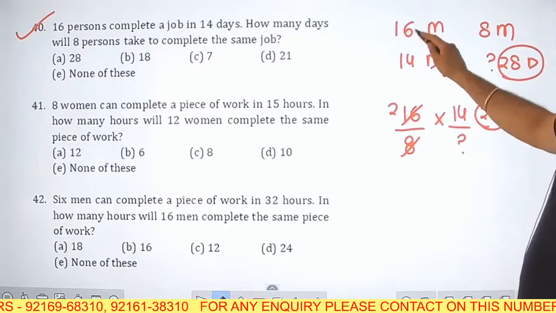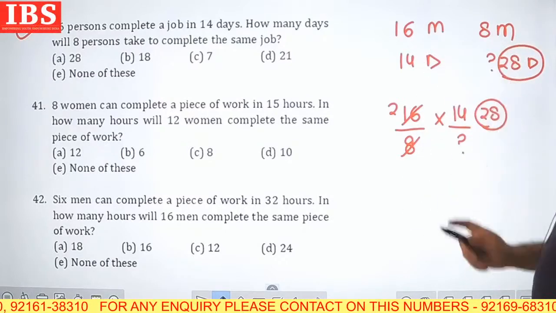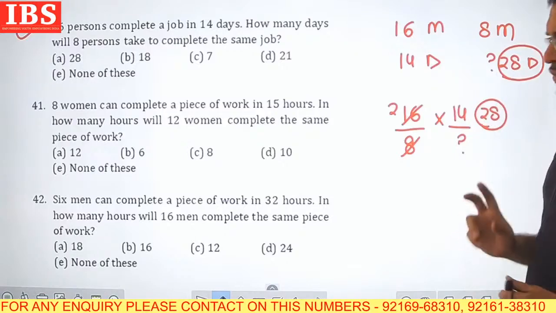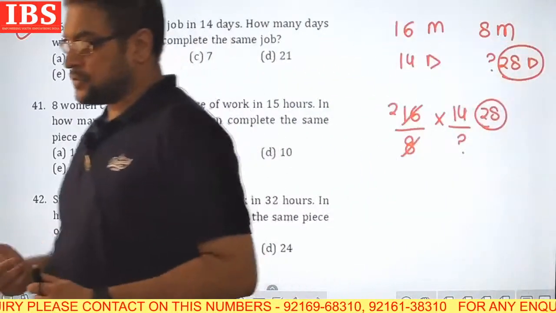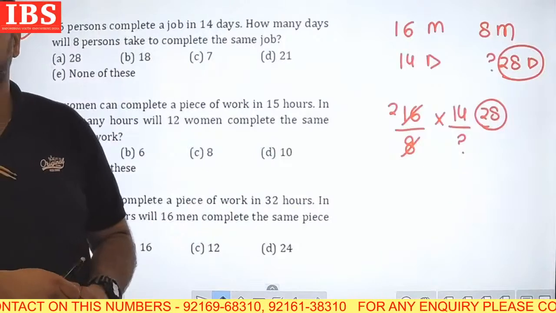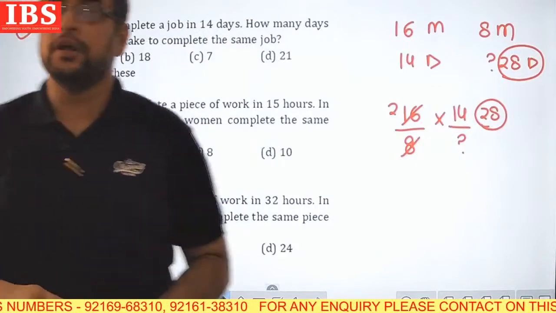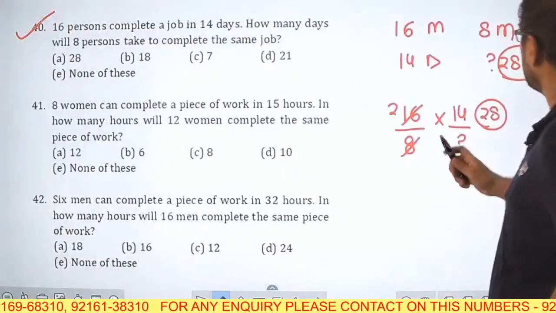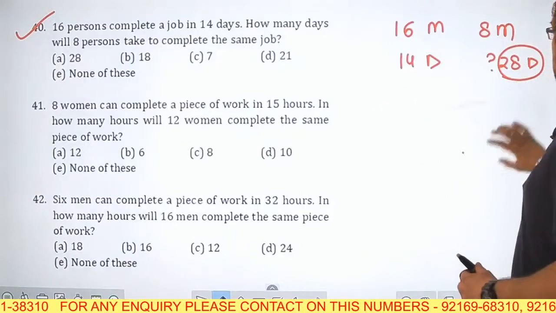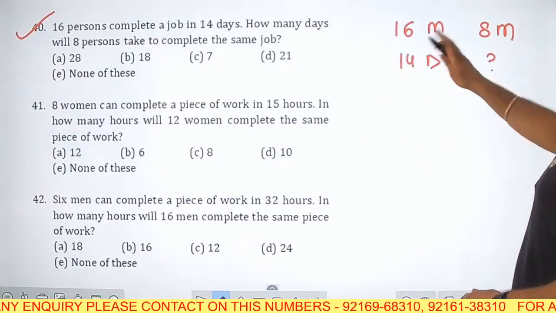So this ratio and this ratio. We need not invert the ratio because nothing is given as work. So work will remain same. Okay. So 28 will be the right answer. Or directly we can do, bache, we need not apply this technique also. Directly we can do when there is only man days given.